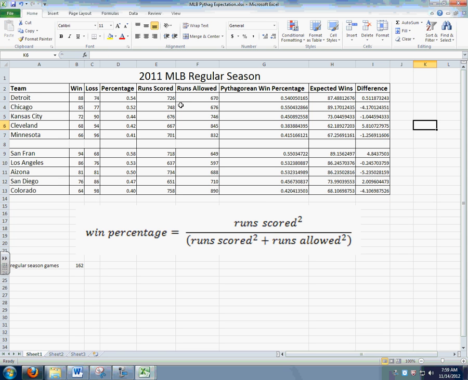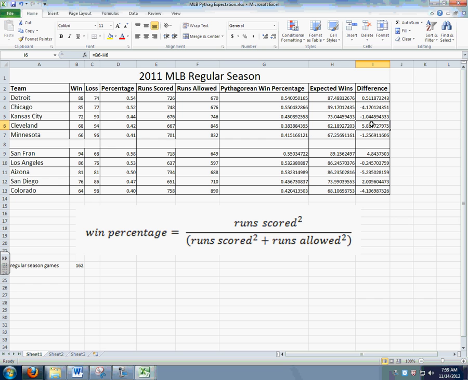So Chicago, for instance, they underperformed by 4 games based on what they scored. So they scored more runs than Detroit, and they allowed about the same. So they should have won 89 games. They only won 85 for a difference of this. Okay? So now you can look at this and say, okay, Detroit was exactly what they should have been. This is an unlucky team by 4 games. They underperformed by 1 game.